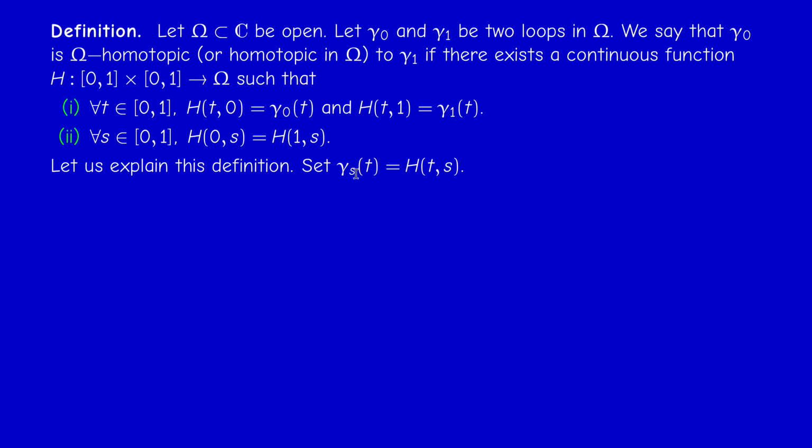If we set gamma s of t equal h of t,s, then we can think of h as being a family of loops because of the second condition. Gamma s is a loop because gamma s of 0 equals gamma s of 1. So gamma s is a loop. And the first condition is that gamma 0 of t equals gamma 0 of t and gamma 1 of t equals gamma 1 of t. So actually h is a family of loops connecting gamma 0 and gamma 1.